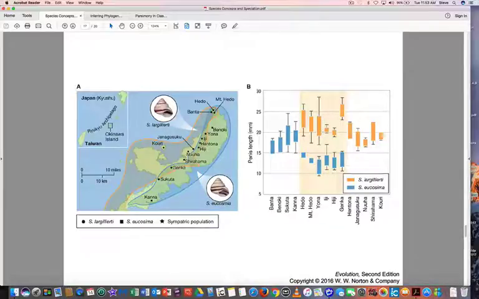And the basic take-home message is if you had this sort of thing where these characters become very different between the species in sympatry, that's called reproductive character displacement. And that is a classic example of sort of speciation being completed when hybrids have low fitness.